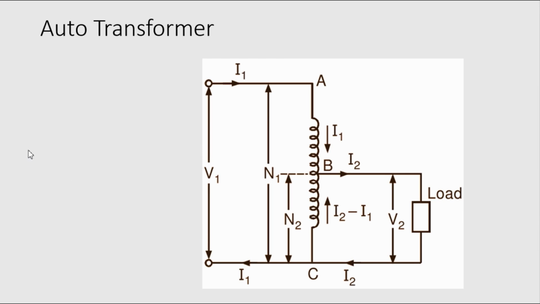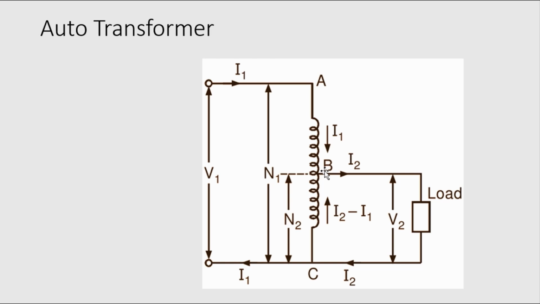So we have another important topic of transformer, which is called the auto transformer. So we will have a step up and step down auto transformer. In case of auto transformer, we see two different types of current entering into this winding, and here there is a connection in between two windings of the transformer.